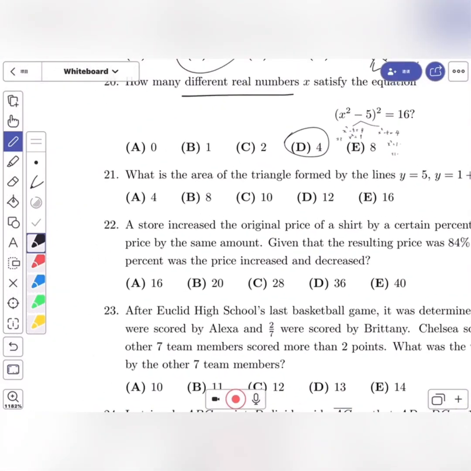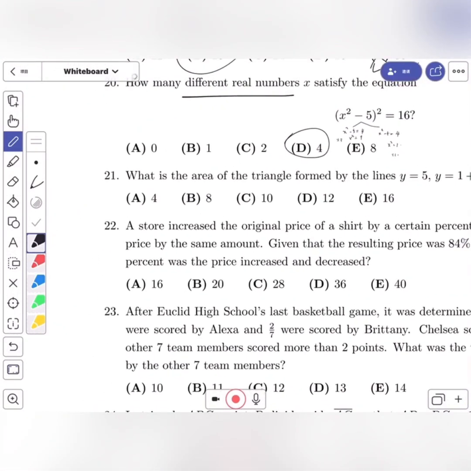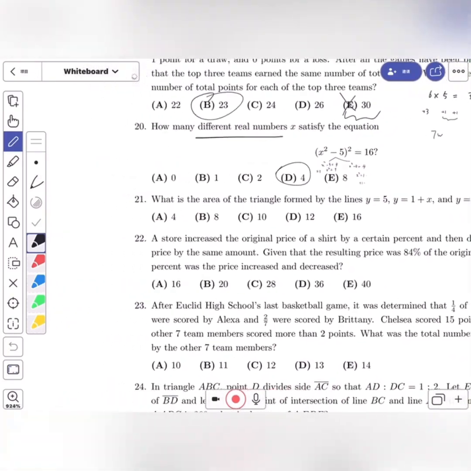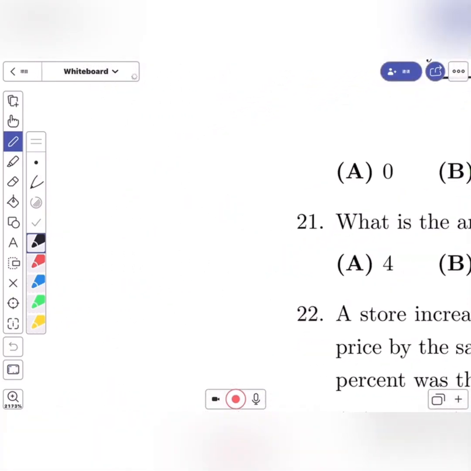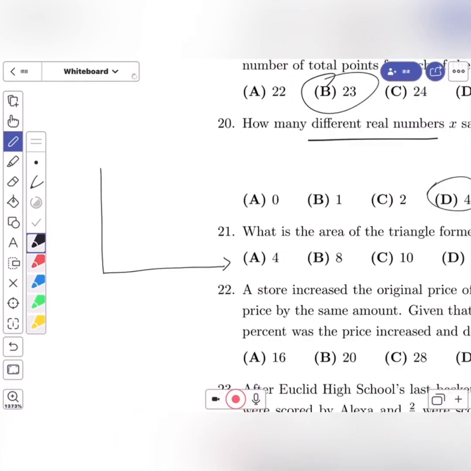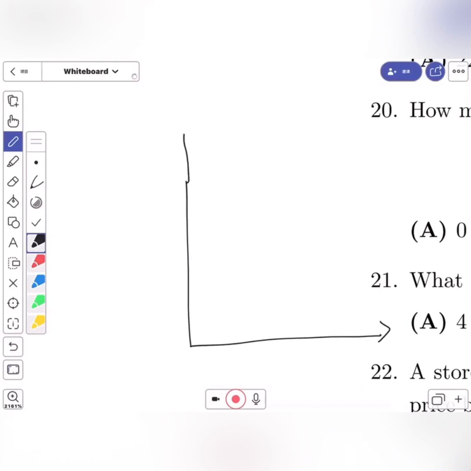So number 21. What is the area of a triangle formed by the lines y equals 5, y equals 1 plus x, and y equals 1 minus x? So let's just graph all the 3 lines really quick. So y is equal to 5. We just label the axes to be somewhere here. This is 5.